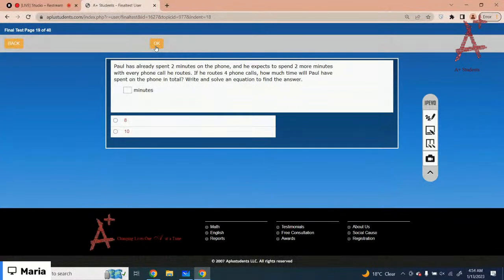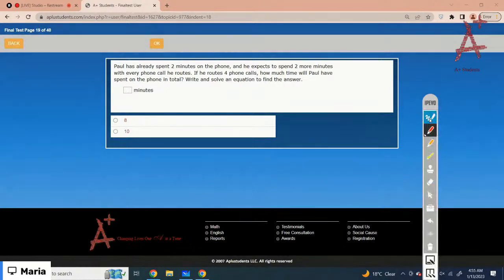Okay, Paul has already spent 2 minutes on the phone and he expects to spend 2 more minutes with every phone call he routes. If he routes 4 phone calls, how much time will Paul have spent on the phone in total? Solve an equation to find the answer. It would be 2x plus 2. Got it? If x is 4, replace x with 4. It would be 2 times 4 is 8 and 8 plus 2 is 10. That means he spent 10 minutes on the phone. Got it?